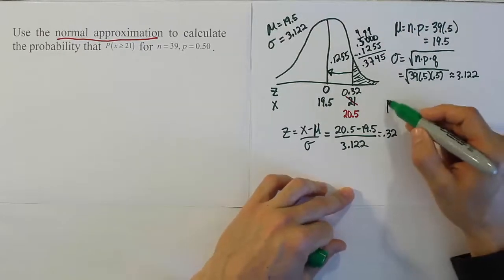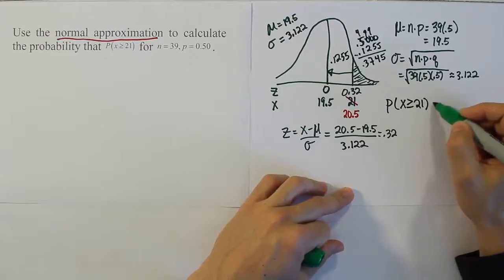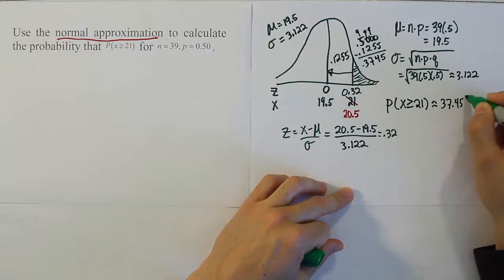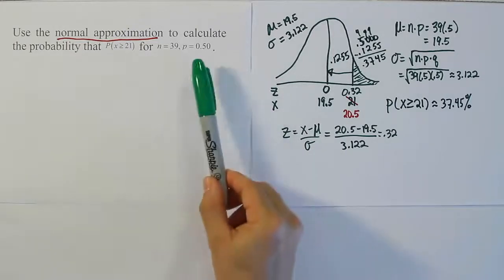So the probability that x is greater than or equal to 21 is approximately equal to 37.45%. Okay, so there it is. Now, if you want to know how good these approximations are, I'll tell you that they're actually very good, especially when p is 0.5.